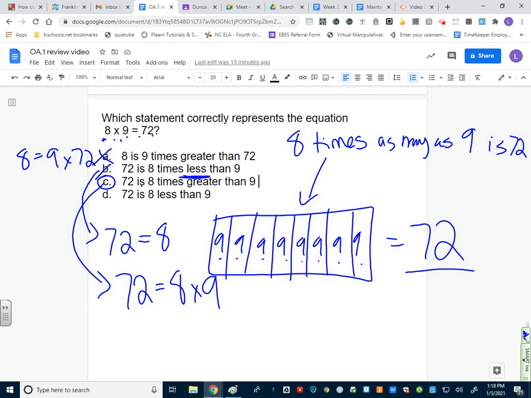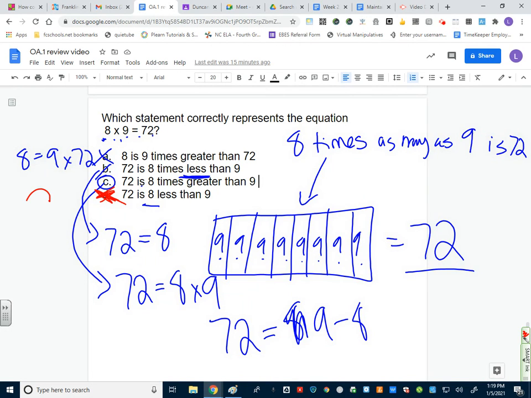But always, you want to check all of them. Let's look at the last one. 72 equals 8 less than 9. 8 less than 9 is going to be 9 take away 8, which is going to be 1. No, 1 and 72 are not the same. This is trying to get us to subtract. 8 less than 9? We hold up 9 fingers. Take 8 away. We only have 1 left. That's nowhere near 72. Get out of here, trick answer.